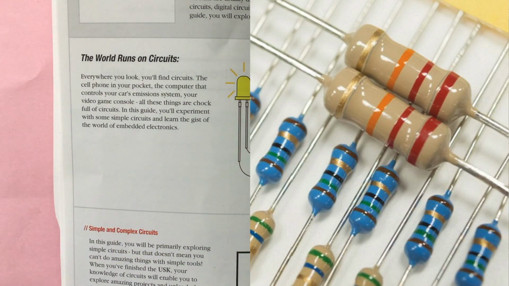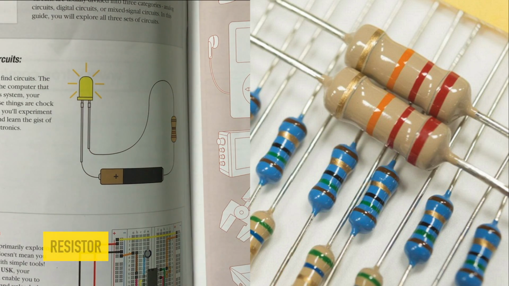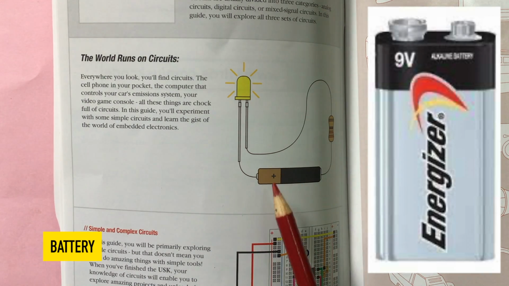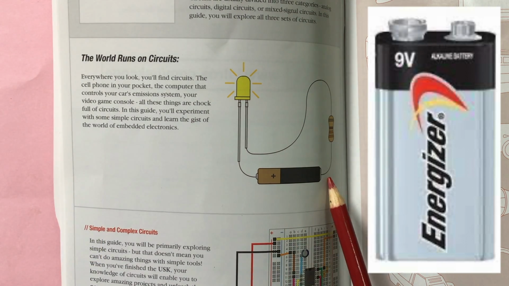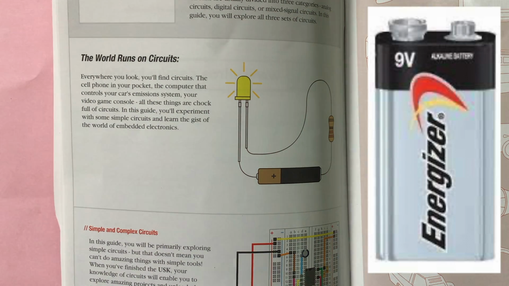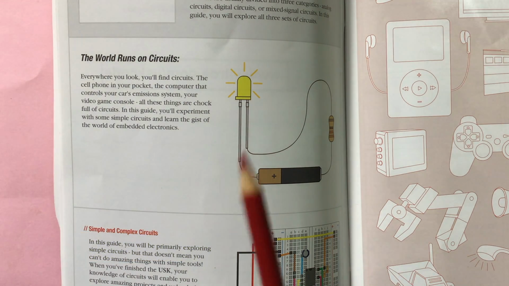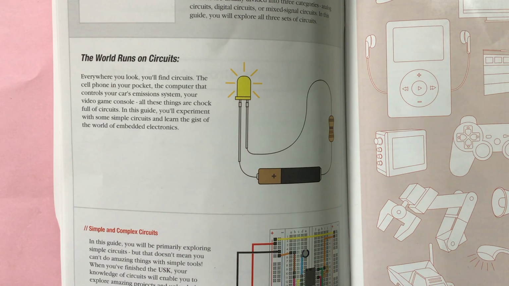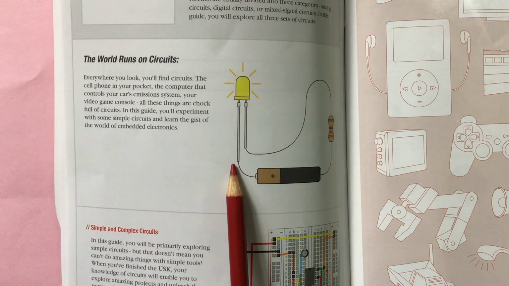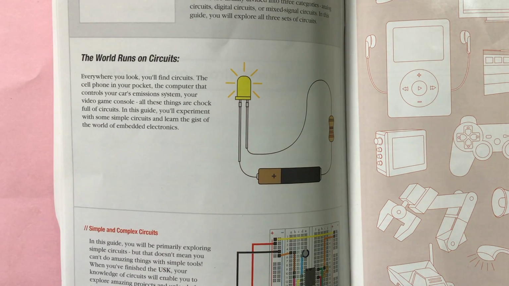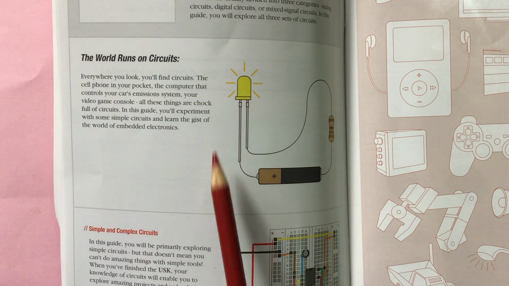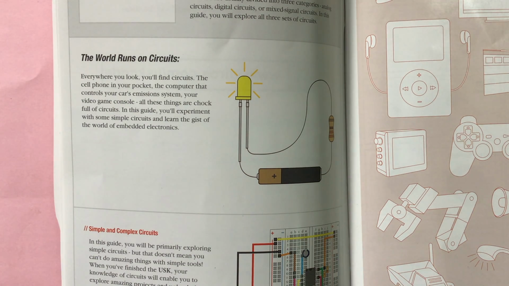We have a resistor and we have a battery. You will note that the battery has a plus sign, and the other side of course should be a minus sign. So batteries normally have polarity, the positive and the negative side. You will also note that the LED, the light emitting diode, has a long side and a short side. That is not a mistake, it was meant like that.